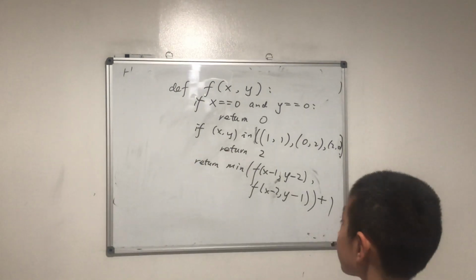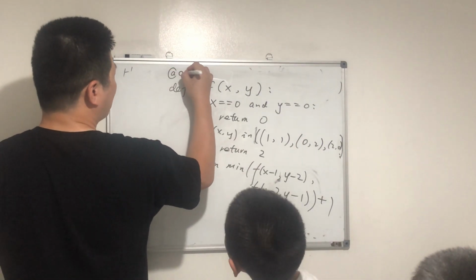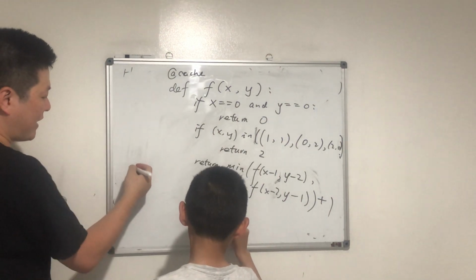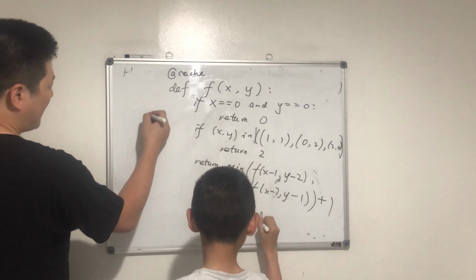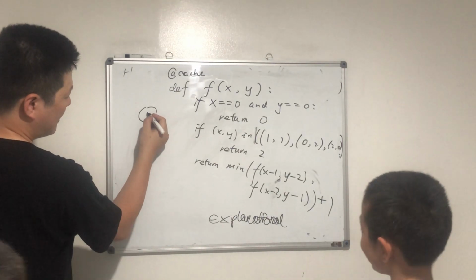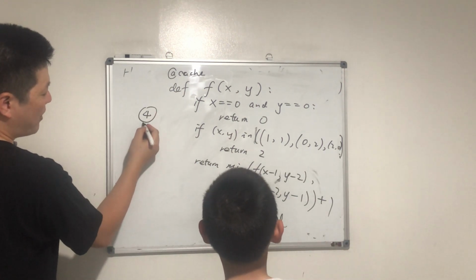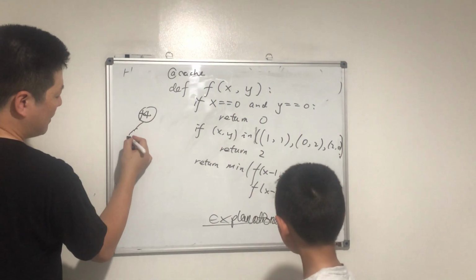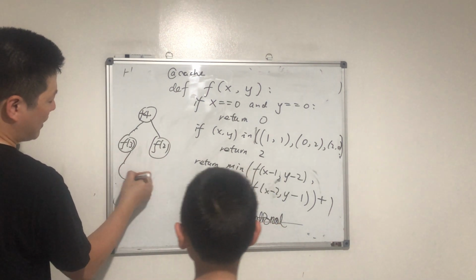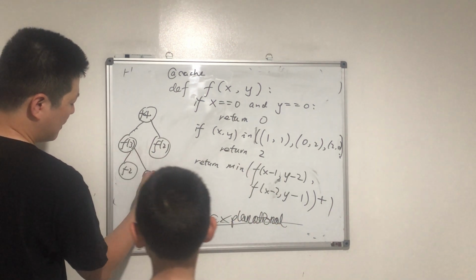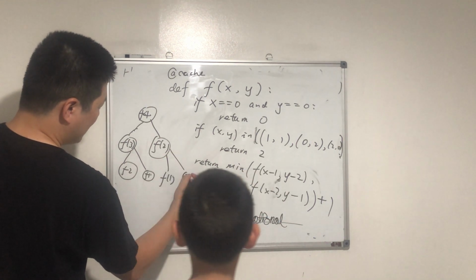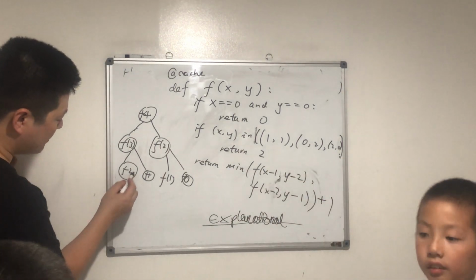And I forgot one thing: the cache. Because if you're not doing the cache, it'll be exponential. Yeah, because you are calculating over and over again. It's like the Fibonacci number, remember? Look, this is how you say exponential. Fibonacci number F3, F4. F4 equals F3 plus F2. And F3 equals F2 and F1. And F2 is F1 and F0.